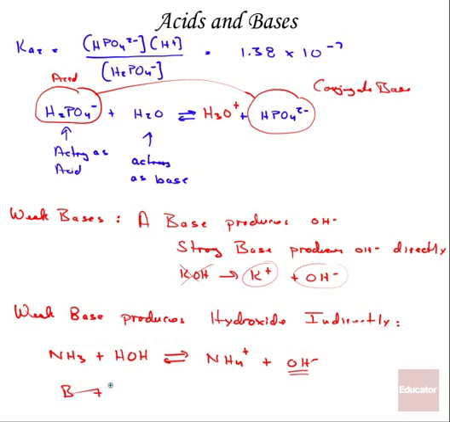Base, any base, B plus water goes to BH plus OH minus. This is the generic. Okay, in this particular case, my B, my base is NH3, ammonia. It could be anything, any weak base, anything that behaves like this.